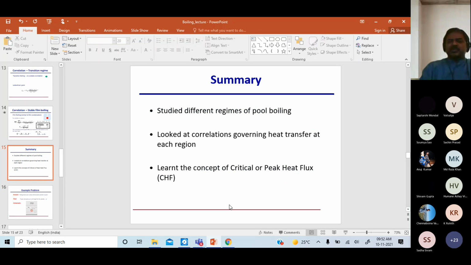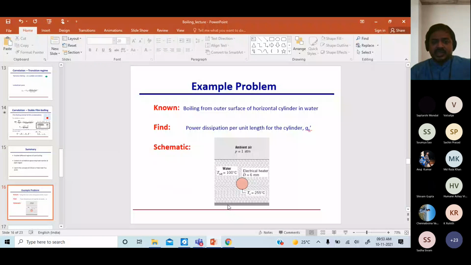So in summary, we have studied the different regimes of pool boiling. We have looked at different correlations governing heat transfer in each region, and we learned the concept of critical or peak heat flux. Okay, any questions? We have 10 more minutes and we will quickly look at an example problem. Let's do that and then probably we'll have questions.